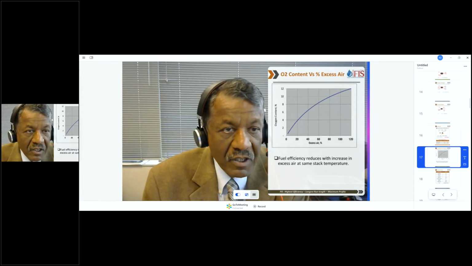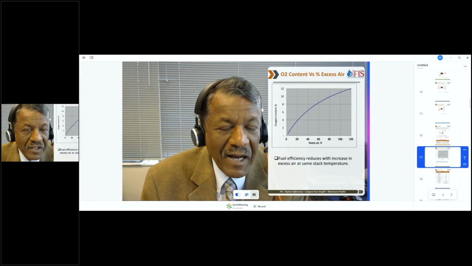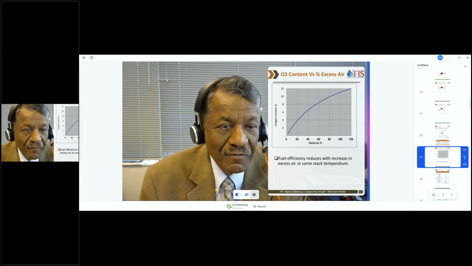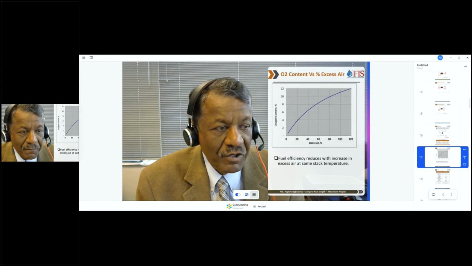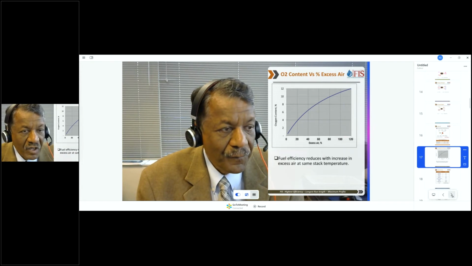So minimize the excess O2. I mean, that's the operation guideline, but you should do it even for design.